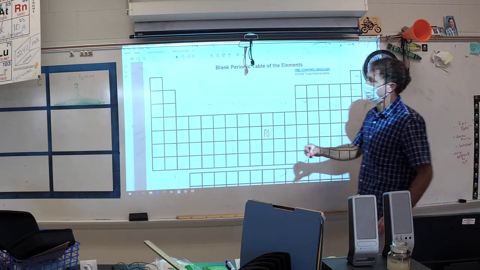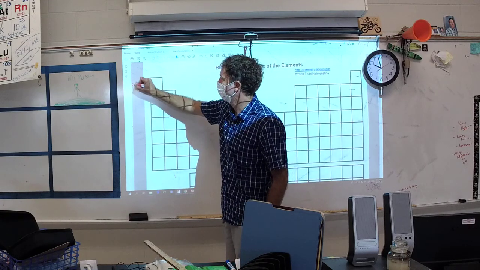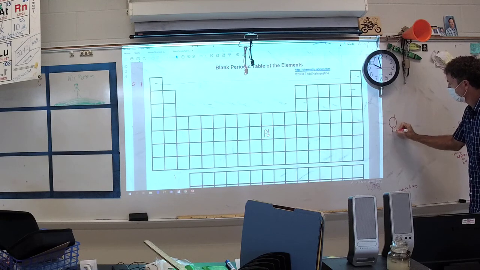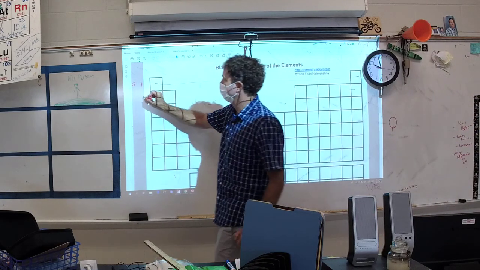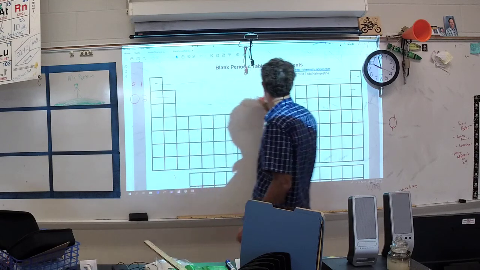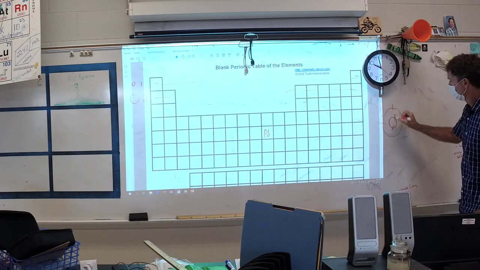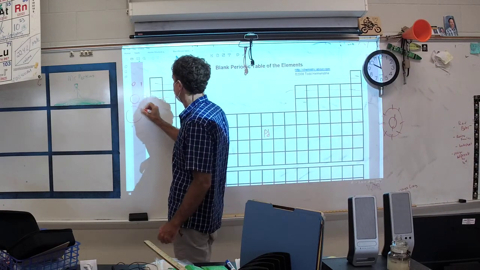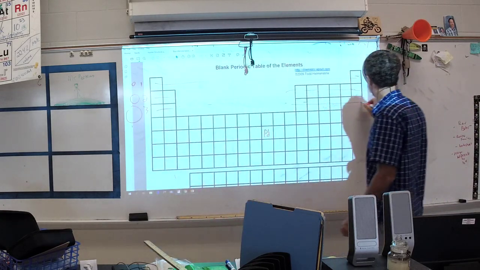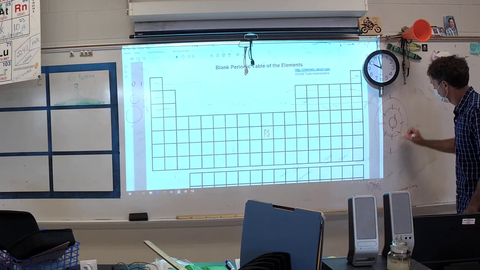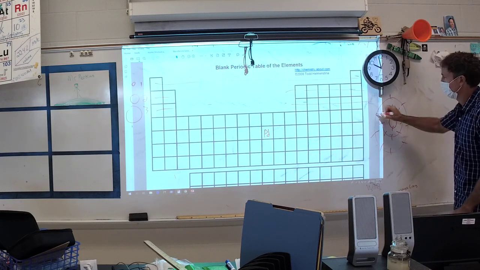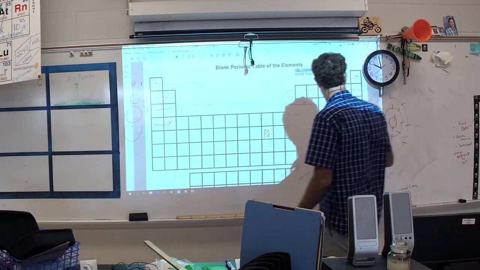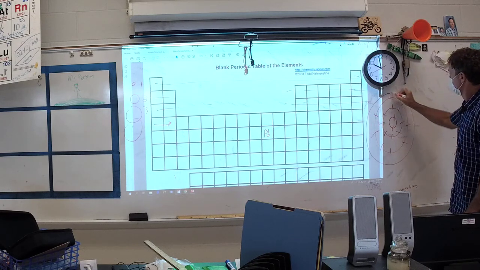Okay? First ring, it's a small circle. It's got 2 dots in it, right? Second ring, period 2, slightly bigger circle. 1, 2, 3, 4, 5, 6, 7, 8. Third ring, it's the bigger circle. Period 3. 1, 2, 3, 4, 5, 6, 7, 8. Fourth ring, it's an even bigger circle. 1, 2.